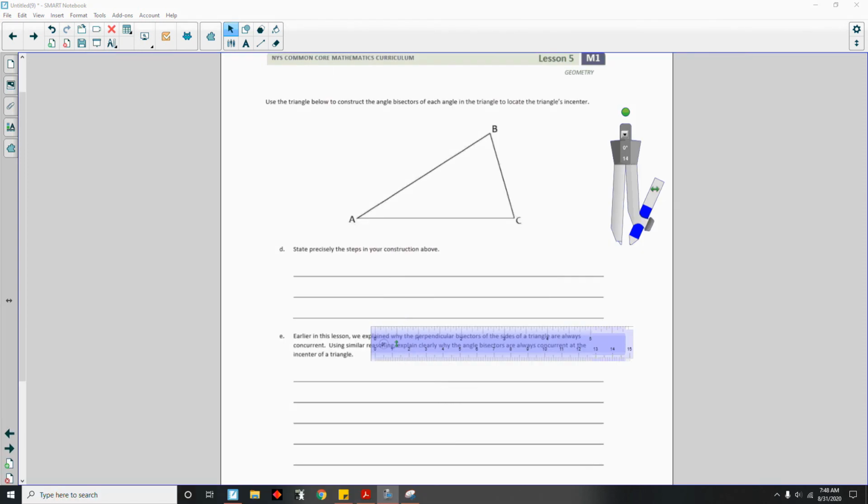Okay, page 3 brings us to another diagram, triangle ABC. It says to use the triangle below to construct the angle bisectors of each angle in the triangle to locate the triangle's incenter. So I'm going to put my compass at point A. Do you remember how to construct an angle bisector?